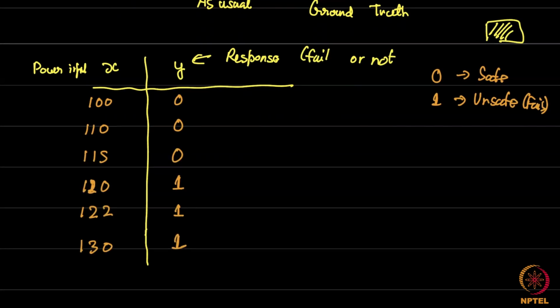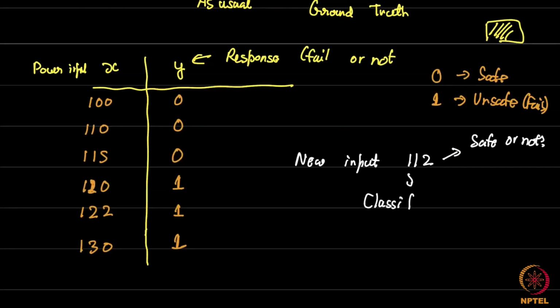Now, what you want, of course, is when you give a new power input, something like 112, is it safe or not? So this would be a classification task. You can think of it similar to, let's say, measuring sizes of tumors. This is, of course, very simple and very simplified more accurately.